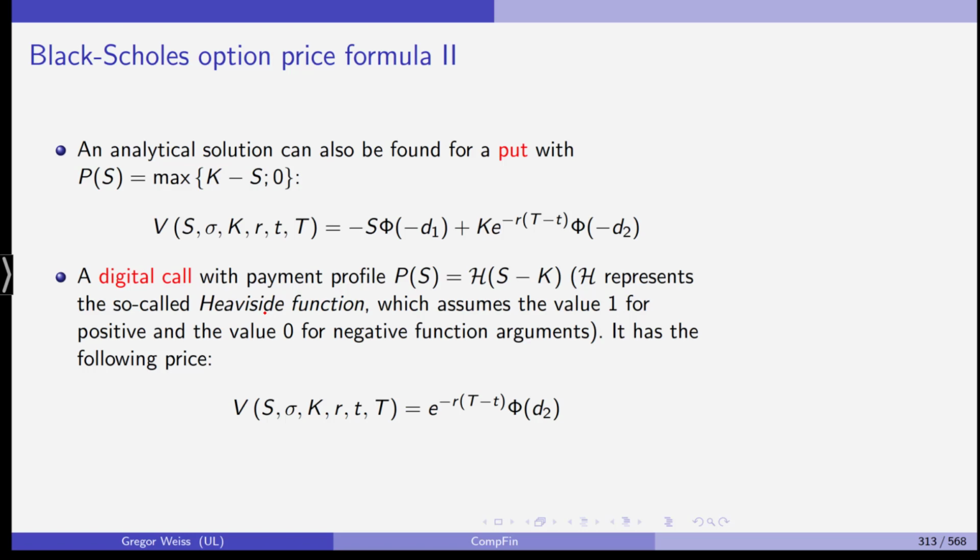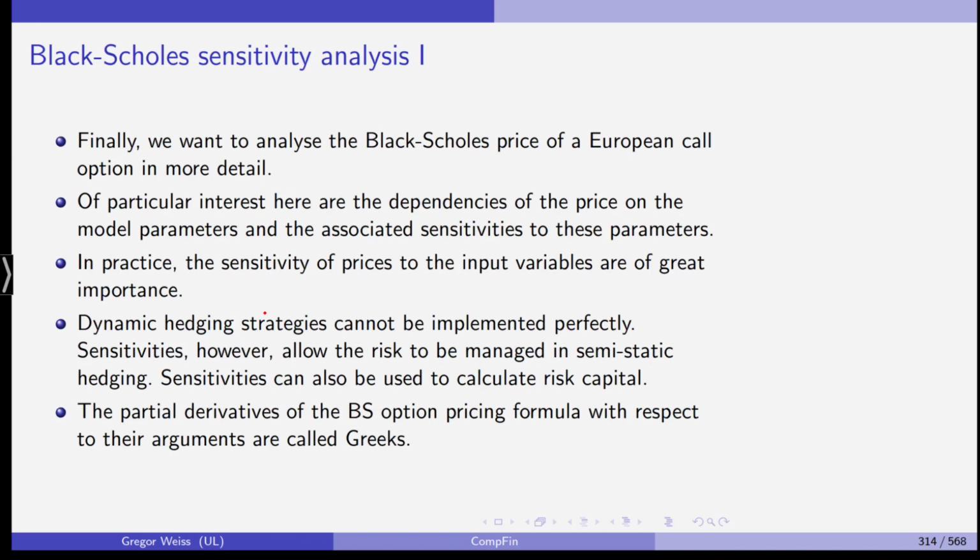So finally, we want to analyze the Black-Scholes price of a European call option in more detail. Of particular interest here are the dependencies of the price on the model parameters, and these are the Greeks. In practice, these sensitivities are actually of greater importance than the price itself, because everyone is using these instruments for hedging purposes. And these partial derivatives, as I mentioned before, are the so-called Greeks.